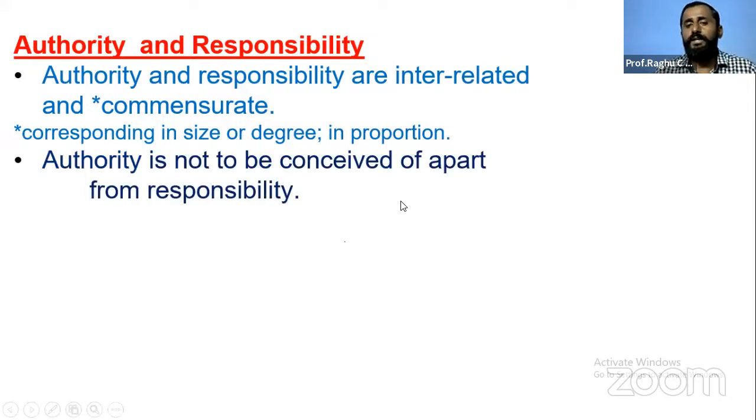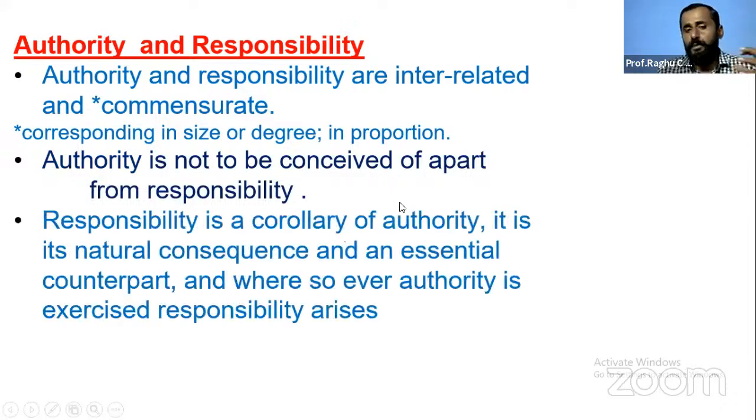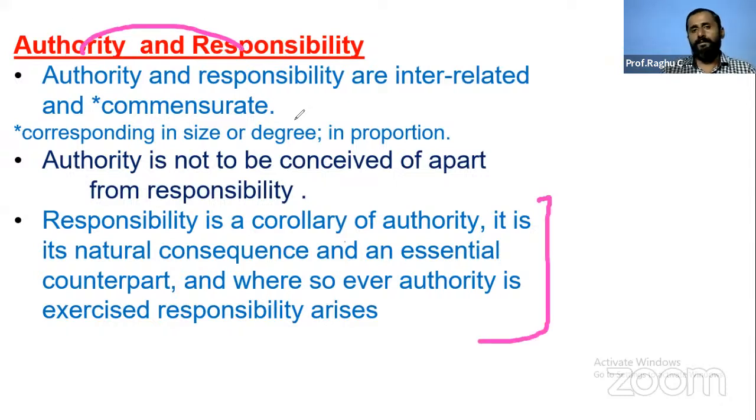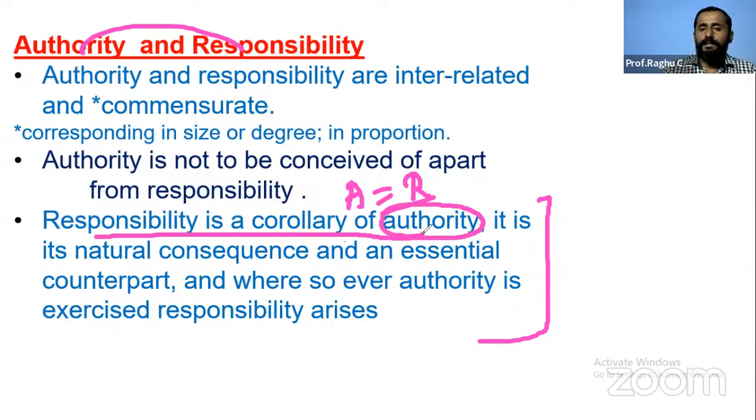Authority is not to be conceived apart from responsibility. Responsibility is the corollary of authority. It is the natural consequence and essential counterpart. Wheresoever authority is exercised, responsibility arises. A very, very beautiful one with respect to the relation between authority and responsibility. So here it is saying that authority and responsibility should be equal. They are co-terminus, co-equal. Responsibility is the corollary of authority. It means that if you have got authority, you have got the responsibility.